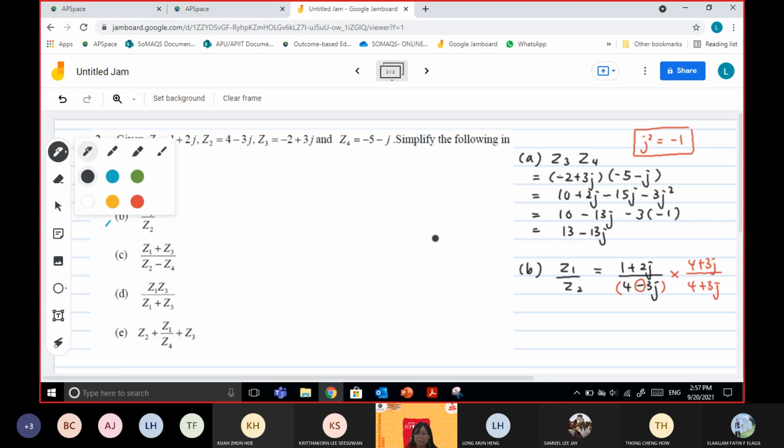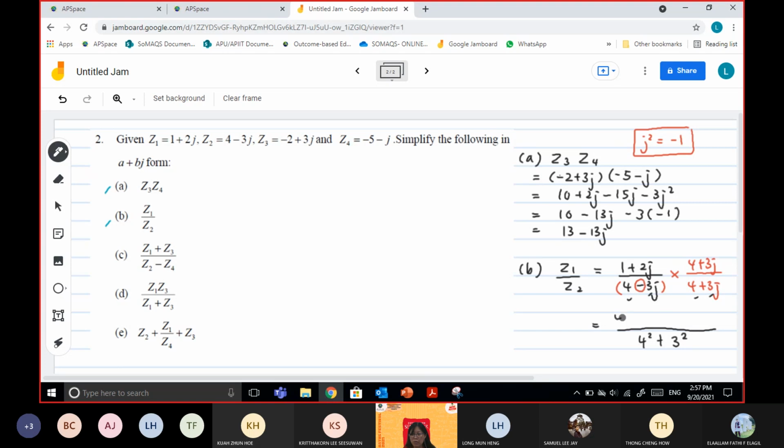Okay, then we just expand it as usual. For the bottom, remember, if you already understand how to do it, can you see the real part is 4? I just take 4 square plus the imaginary part with the value of 3, so I just take plus 3 square. Then the top I expand as usual.